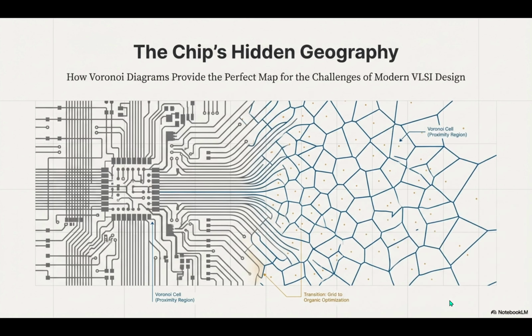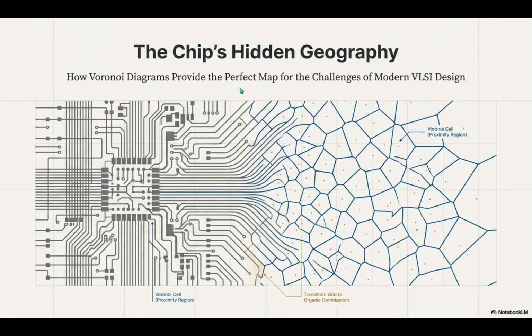If I asked you what makes a modern microchip fast and reliable, the engine inside your phone or a massive data center, you'd probably say something about faster transistors. Or maybe nanometer scale lithography. And I mean, those things are incredibly important. But they hide a much deeper, more fundamental problem, don't they? They do. It's not just about making things smaller, it's about managing the relationships between billions of components.